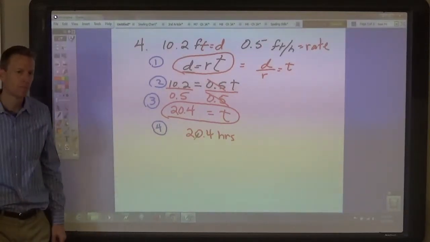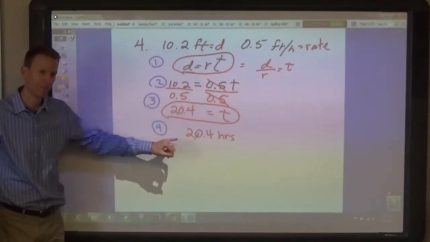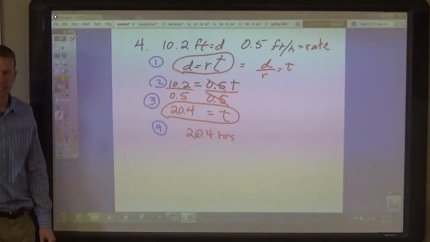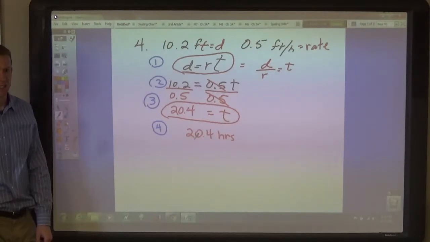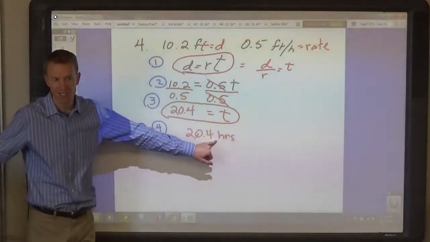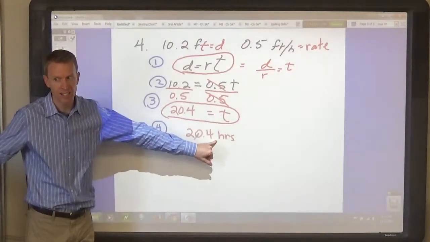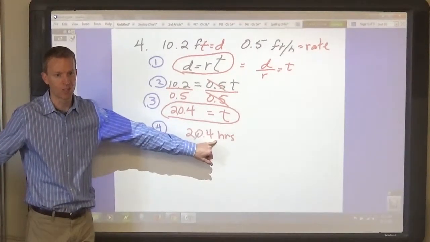If the label is wrong, is that half off or 1 off? That's 1 point. That's the 4th point. Okay? So if you write 20.4 minutes, or if you write 20.4 feet, that's not the answer. Okay, that's wrong.